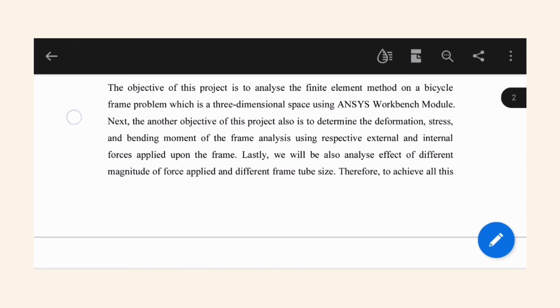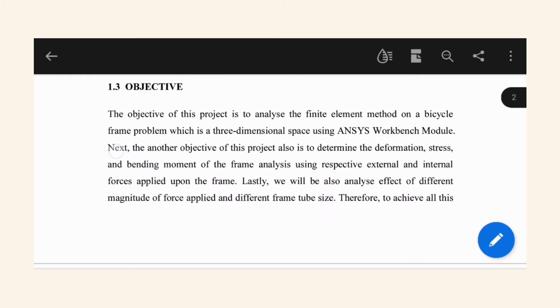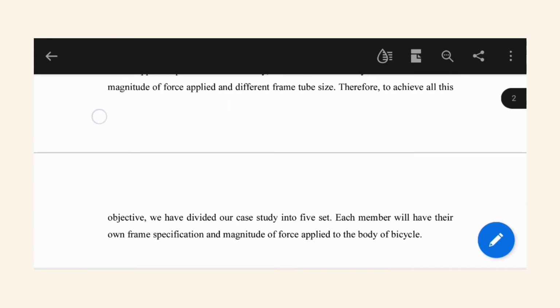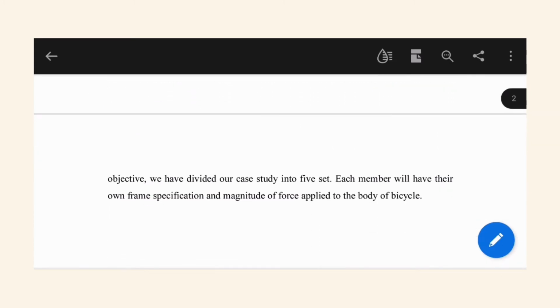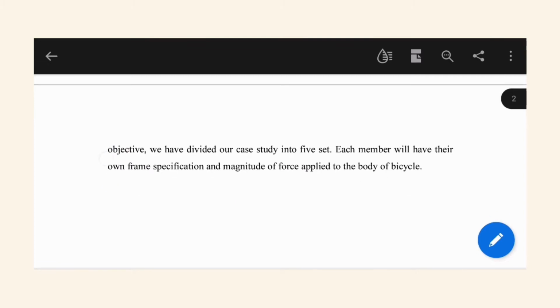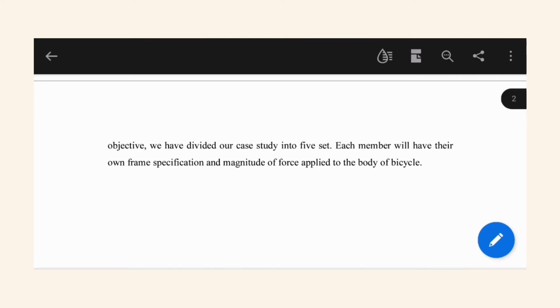Lastly, we will also analyze the effect of the different magnitude of the force applied on the frame and different frame tube size according to the diameter. And therefore, to achieve all these objectives, we have divided our case study into 5 sets, which is set A, set B, set C, set D, and set E.